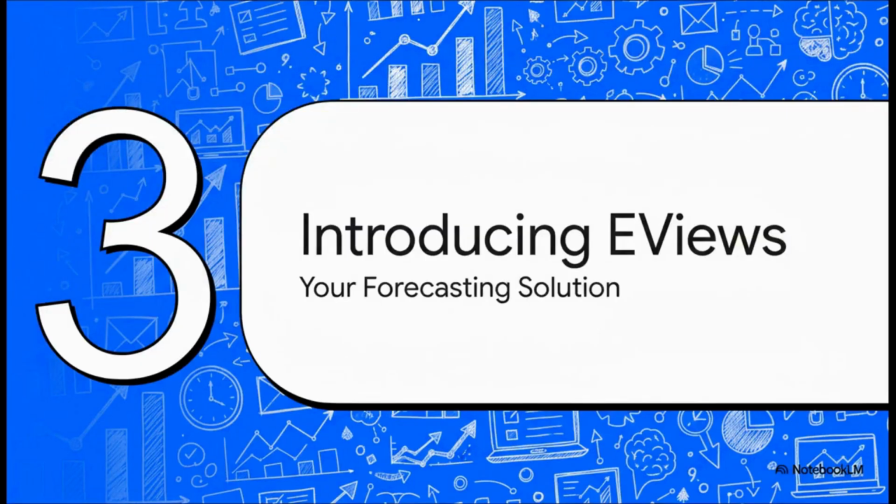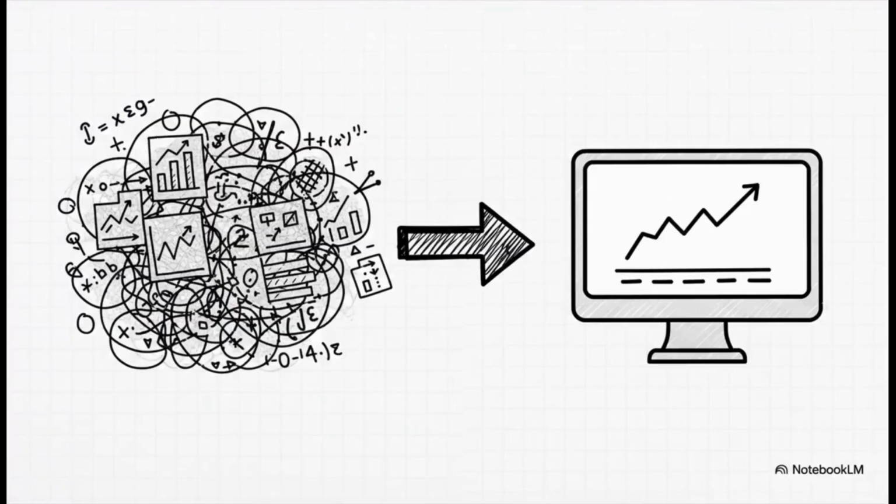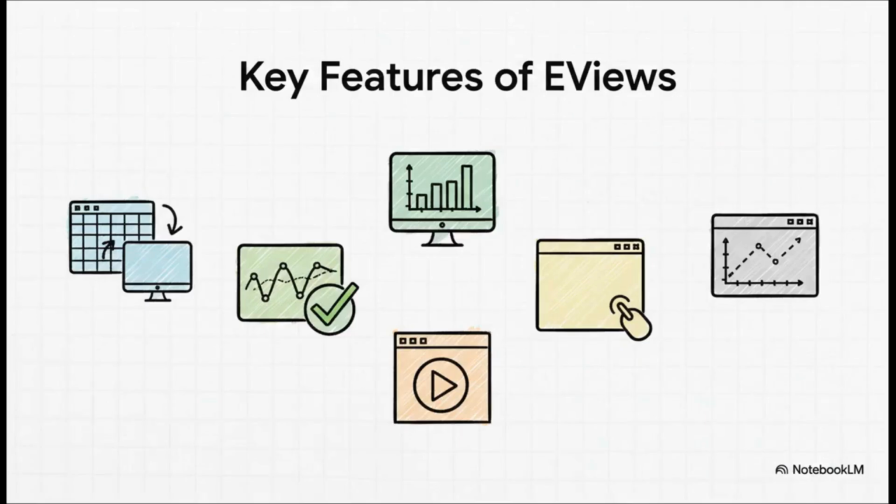Okay, we've talked about the concepts, we've talked about the challenges. Now, let's talk about the tool that's specifically designed to help you handle all of this: EViews. So what is EViews really? At its heart, it's a piece of software built specifically for doing econometrics and time series analysis. Its whole purpose is to take all these complex things we've been discussing and make them way more accessible. And here's why it's pretty much perfect for student projects. It just makes the whole process so much smoother.